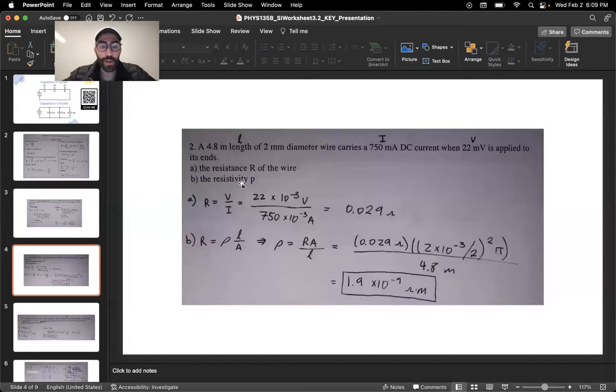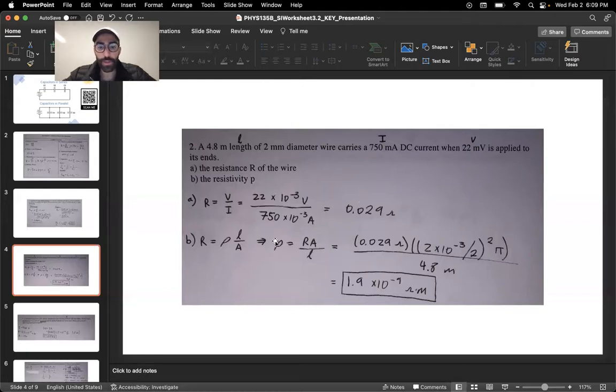Next, we have a unit length, that's 4.8 meters, of a 2 millimeter diameter wire, and it carries a 750 milliamp DC current when 22 millivolts is applied to its ends. We're going to first find the resistance R and then the resistivity, that rho value. First we're going to use our equation, this one right here, and rearrange it. Because we're solving for R, and they gave us the current and the voltage, we can just solve for resistance.